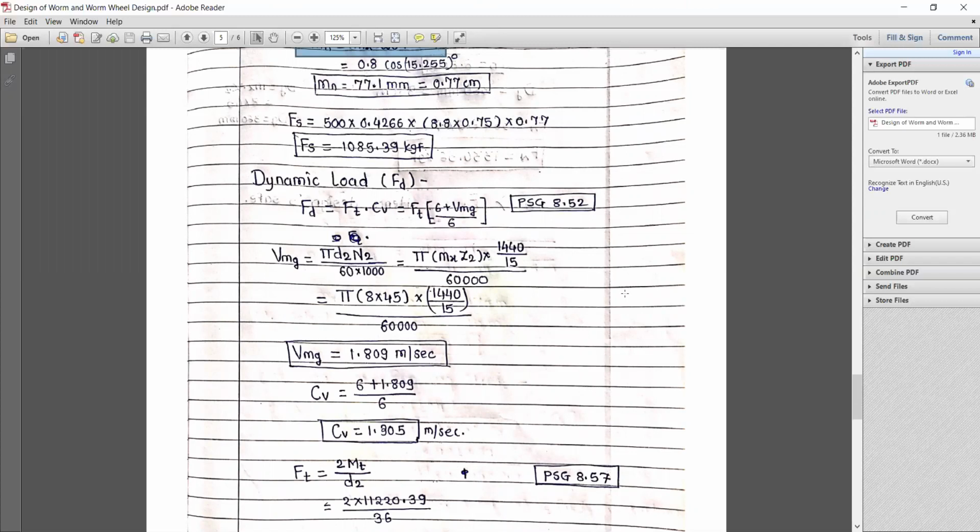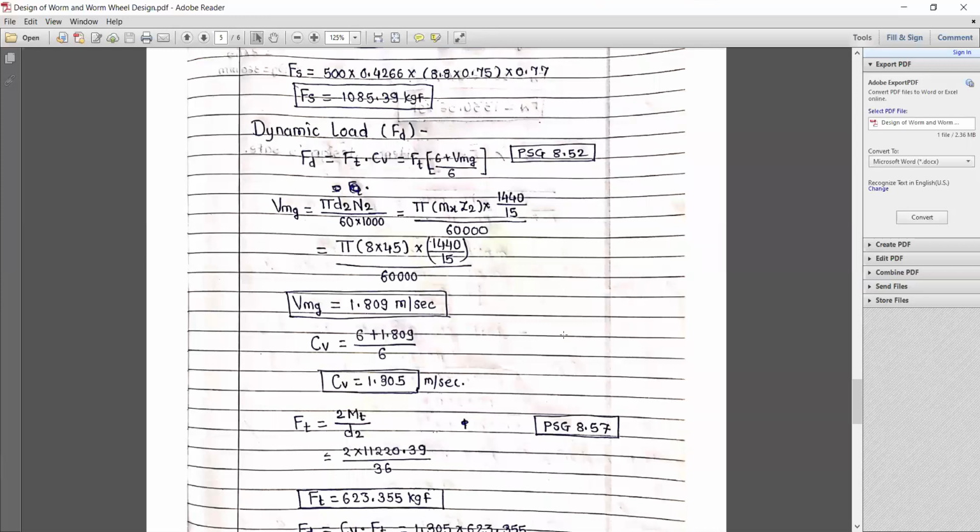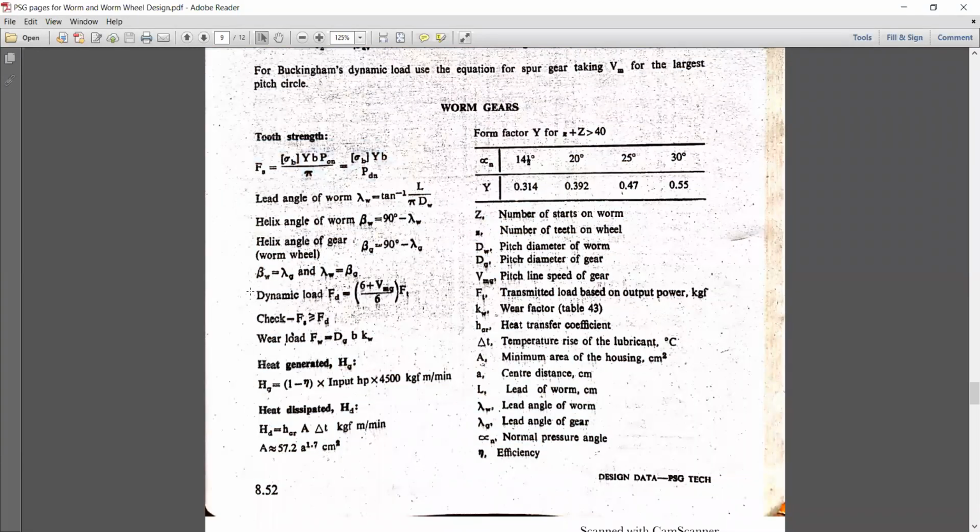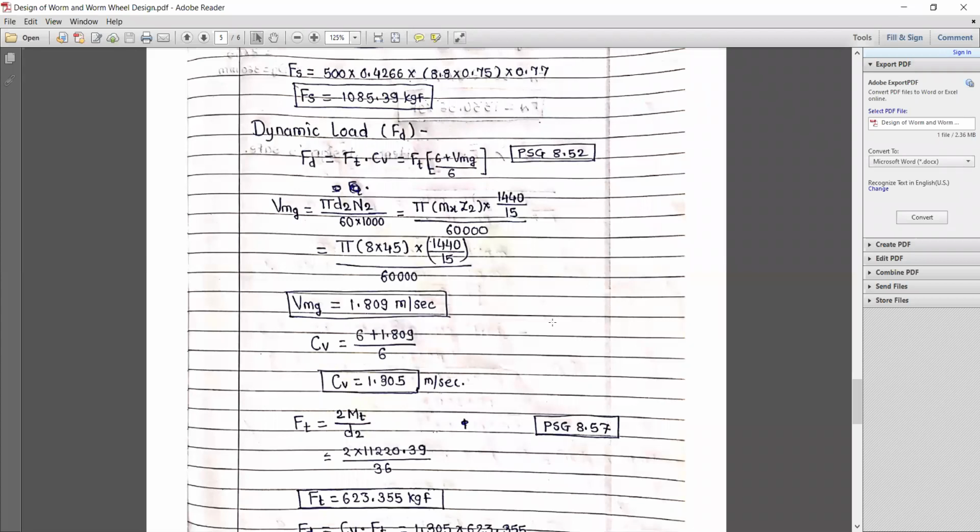And now we have to find out the dynamic load acting on the system or drive. So Fd is equal to Ft into Cv. They have provided an equation like Ft is equal to (6 plus Vm) divided by 6 in PSG, so you can refer to this equation from here. V is nothing but the velocity of gear, Vmg. The velocity of gear we can find out by pi d n by 60 divided by 1000, as all the dimensions are in mm, so you can directly find the value in meters per second.